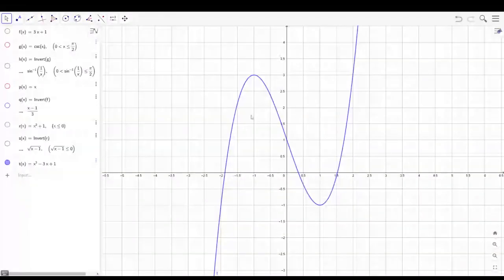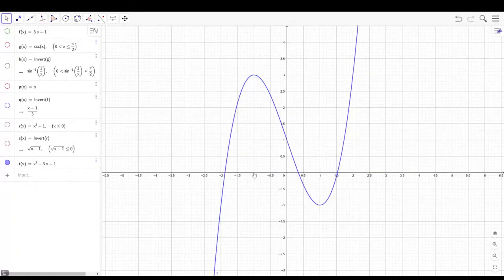Okay, so you can see there's a turning point at -1 and at +1. So they're going to be the end parts of our three intervals. From negative infinity up to -1, that's going to be one interval. And then from -1 to +1, that's another interval. And then +1 up to infinity is going to be our third interval. Okay.